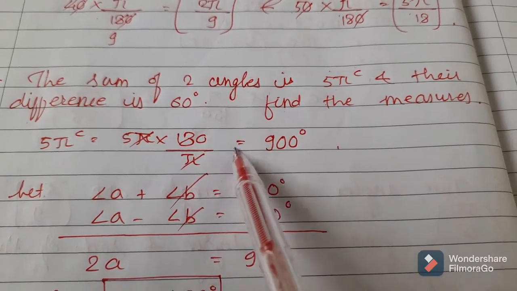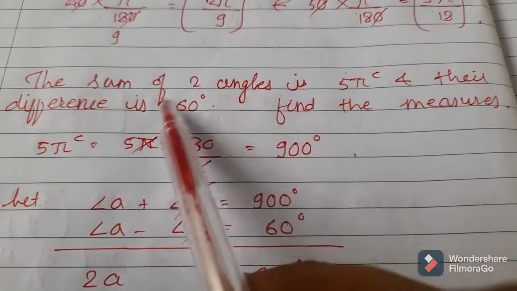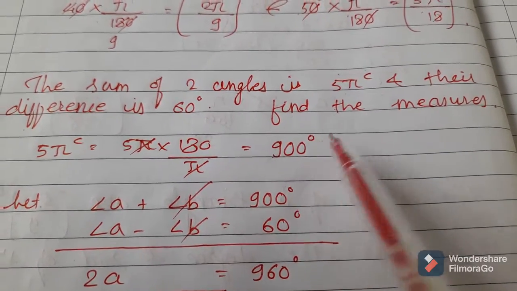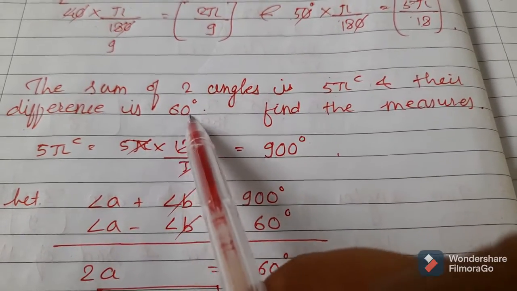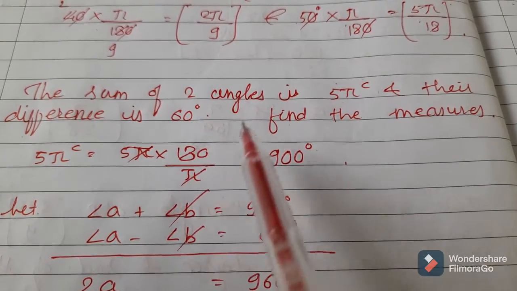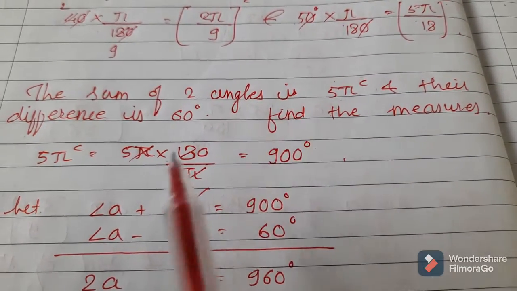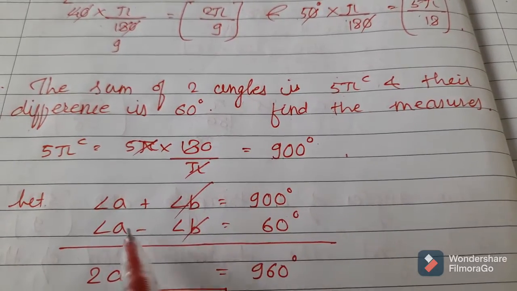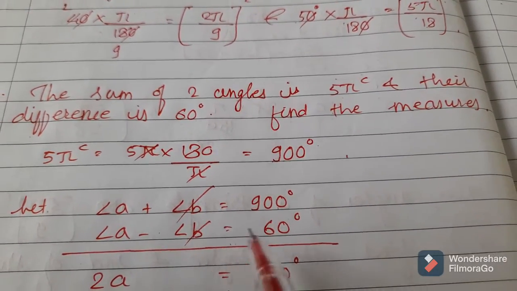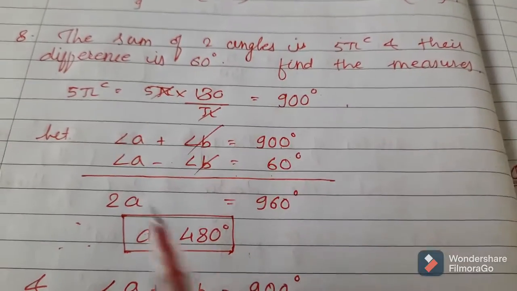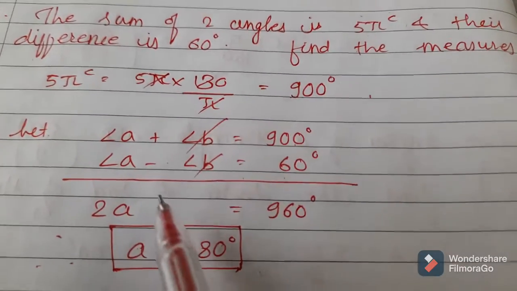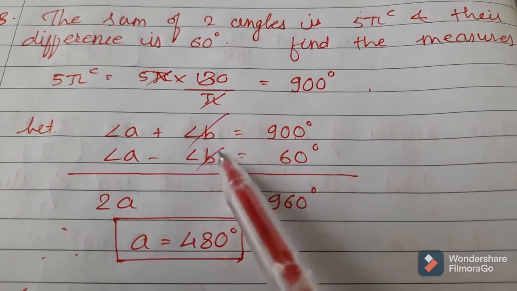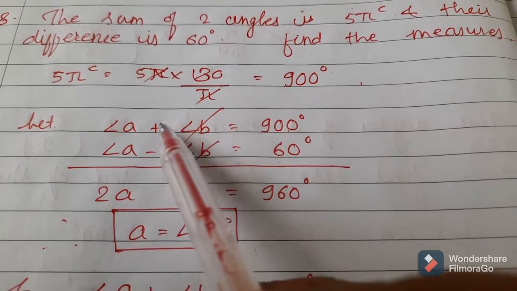So 5 into 180, that is 900. So the summation of two angles is 900 degrees and their difference is already given in degrees, that is 60 degrees. So let us assume the two angles are angle A and angle B. So let angle A plus angle B is equal to 900 degrees and angle A minus angle B is equal to 60 degrees.